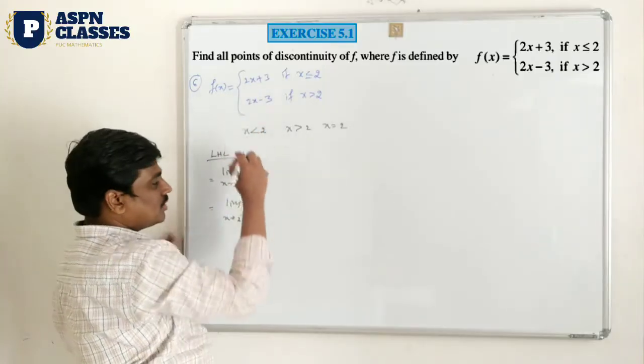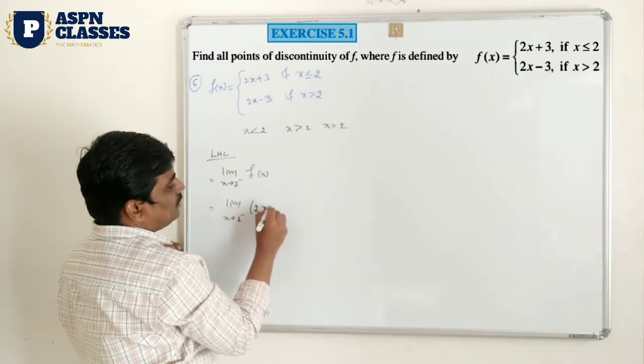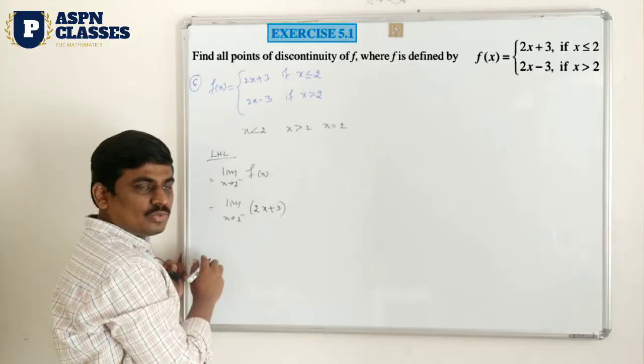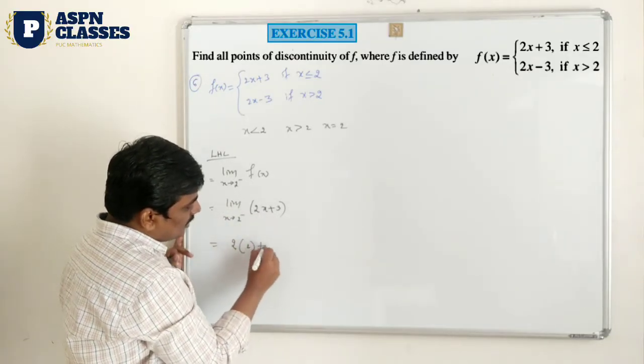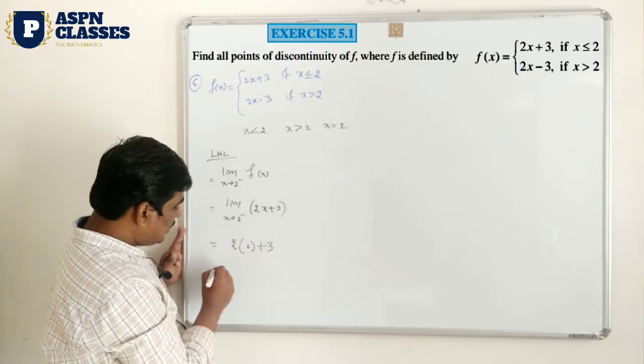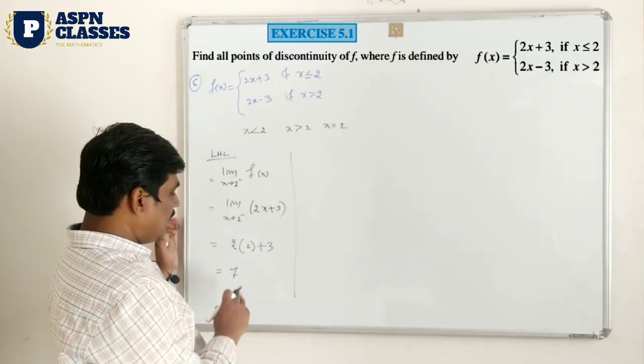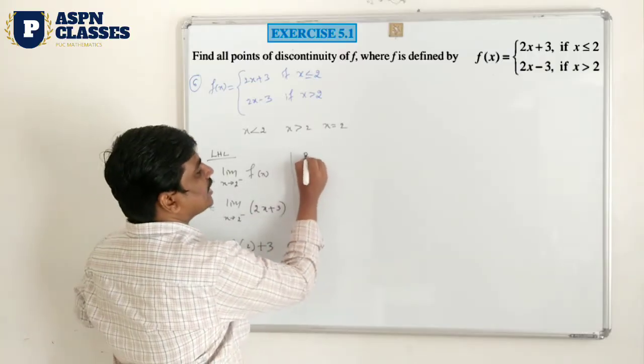Here is the result, so now I have to write it here. What is the result? 2x plus 3. Then applying this 2, what is the answer? 2 into 2 plus 3. So 2 into 2 is 4, 4 plus 3 means you get 7 here. After getting the LHL, the next result is the RHL.